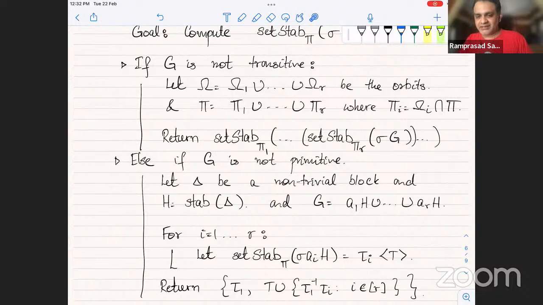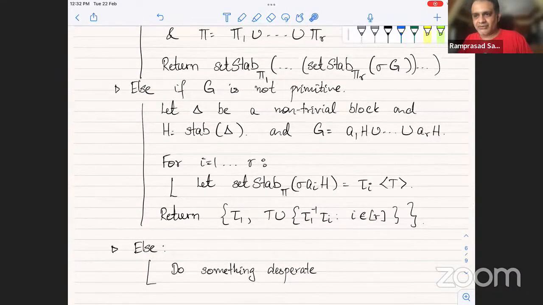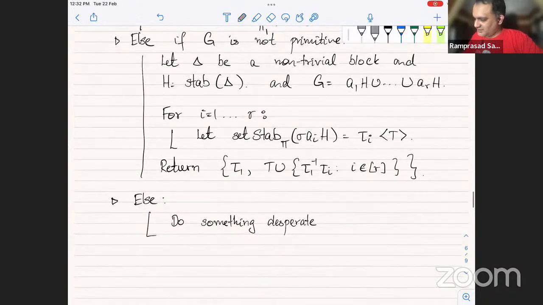And now finally, the situation where you are stuck is if you are working with an action which happens to be transitive and it also happens to be primitive. That is, there are no blocks to speak of. And at this point, you just do something desperate. This is the point where it's very problem dependent. Depending on the problem you're solving, you will try to somehow find some other additional structure that you have in order to make progress in some sense. Okay. And so this is very problem dependent.